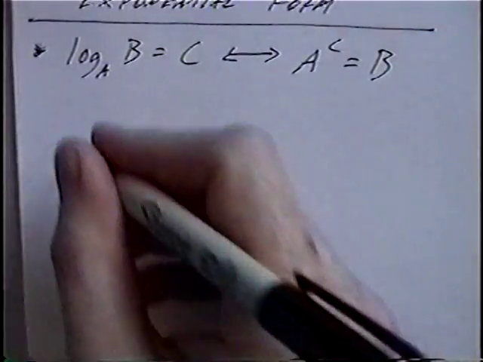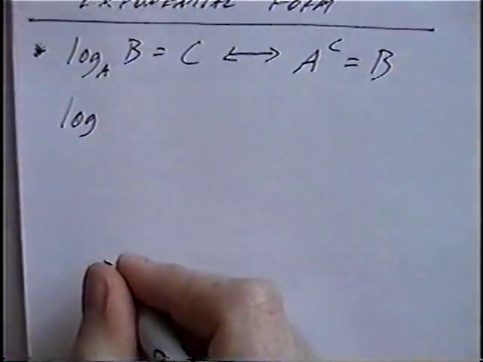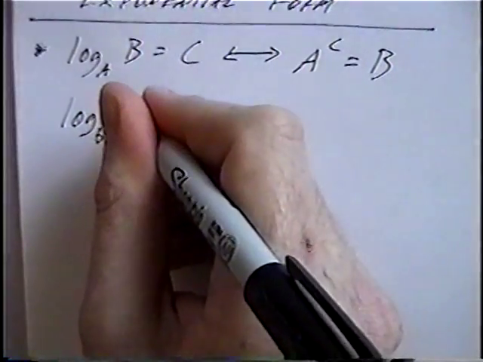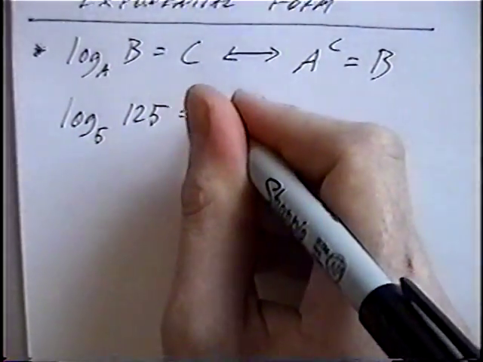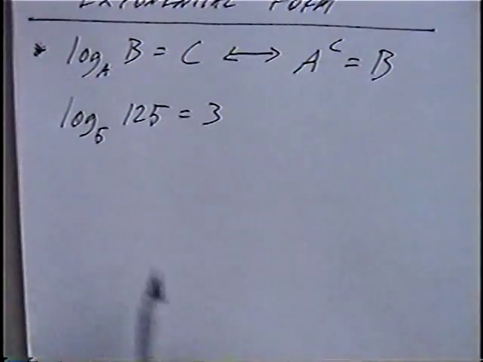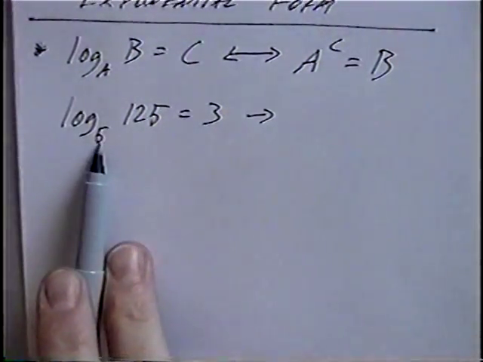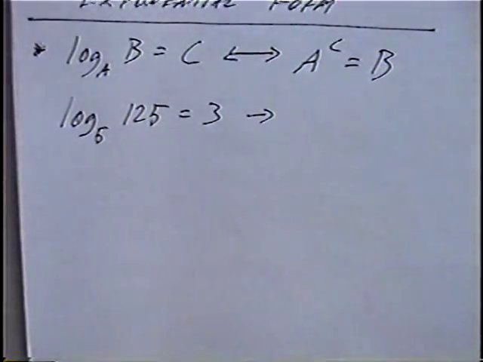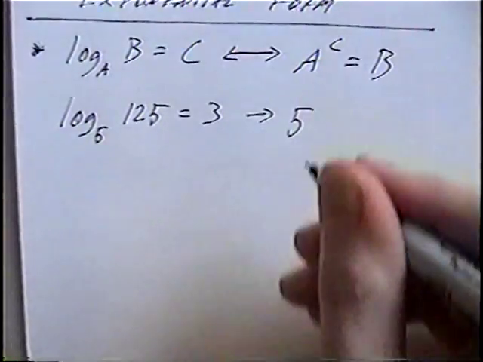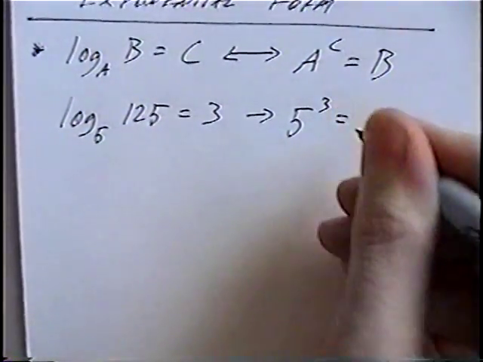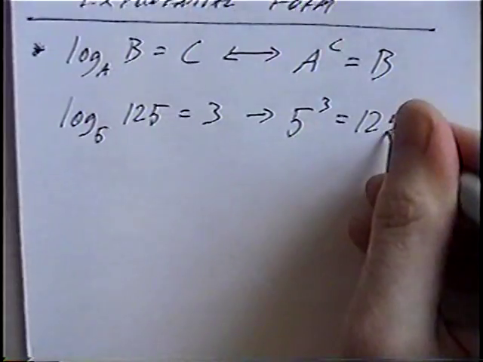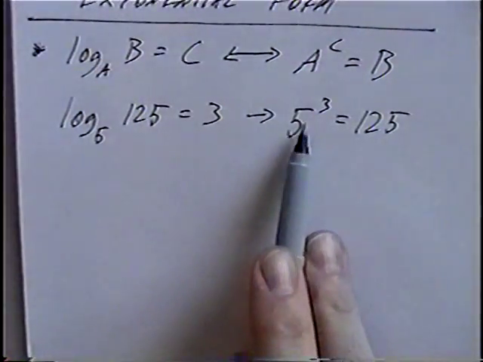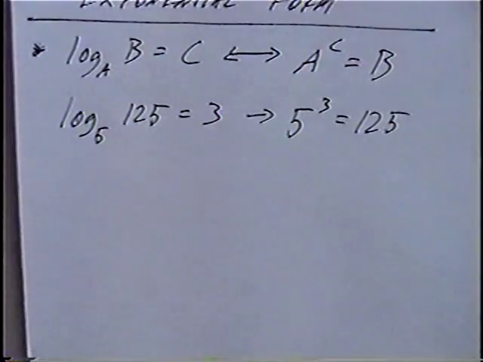The first problem we'll do is log base 5, 125 equals 3. Again, log 125 base 5 equals 3. If we want to change that into exponential form, a is equal to 5, b is equal to 125, and c is equal to 3, you can just rewrite it in exponential form. A would be 5, c would be 3, and b would be 125. So exponential form would be 5 to the third power equals 125.